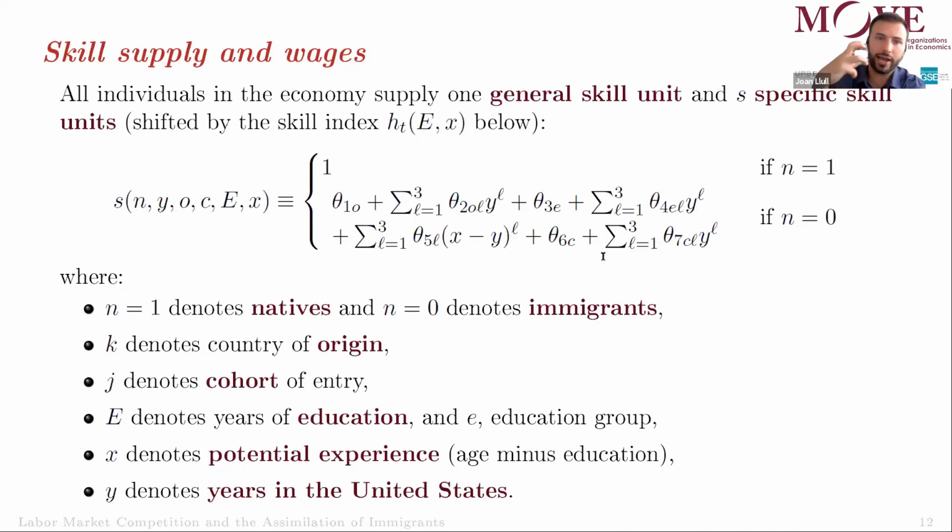And each of those types of inputs not only shifts the curve in a parallel manner, these are theta 1, 3, and 6, but they also shift the speed at which S converges to that of natives. So they all affect the way in which the years in the US, which is this Y, affects S. And the way in which immigrants accumulate S over time is, as I said, mechanical, just by spending time in the US, by Y increasing over time.